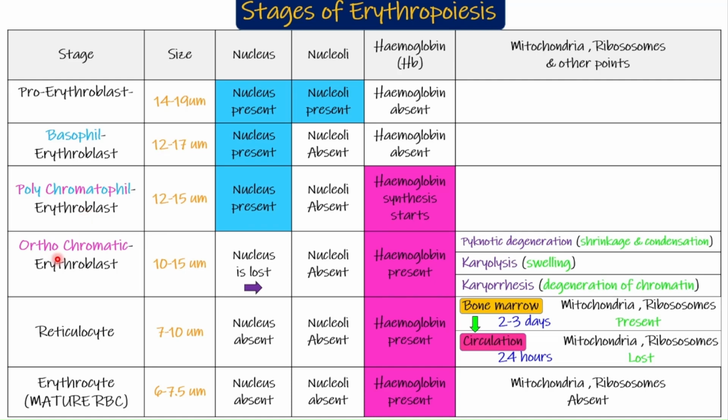The easiest way to remember the RBC stages is by the names of the basophil, polychromatophil, and orthochromatic, and then the immature reticulocytes, which enter into the circulation and finally are converted into the mature erythrocytes. So these were the stages of erythropoiesis, a very important topic. See you in the next part.